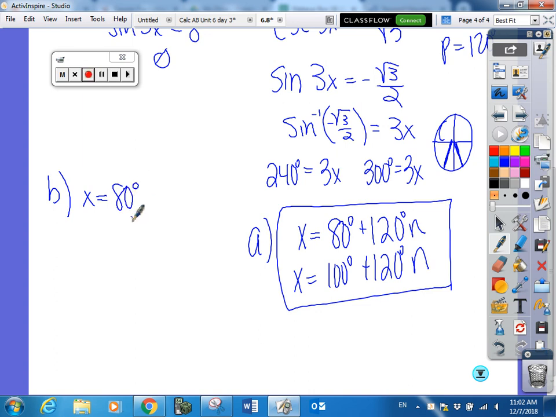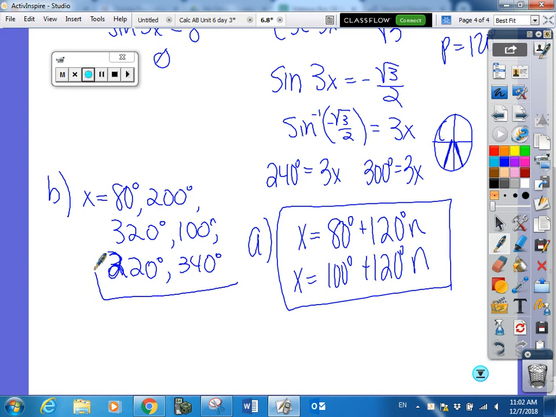With 80, if we subtract the period, we're too little, so we don't have to worry about subtracting. Add the period, plus 120. We get 200. Plus 120, 320. Plus another 120, too big. So we're done with the 80. Then we go to the 100. Subtract, too little. Add 120, 220. Add again, 340. Add again, you're too big. So there are all your answers between 0 and 360.